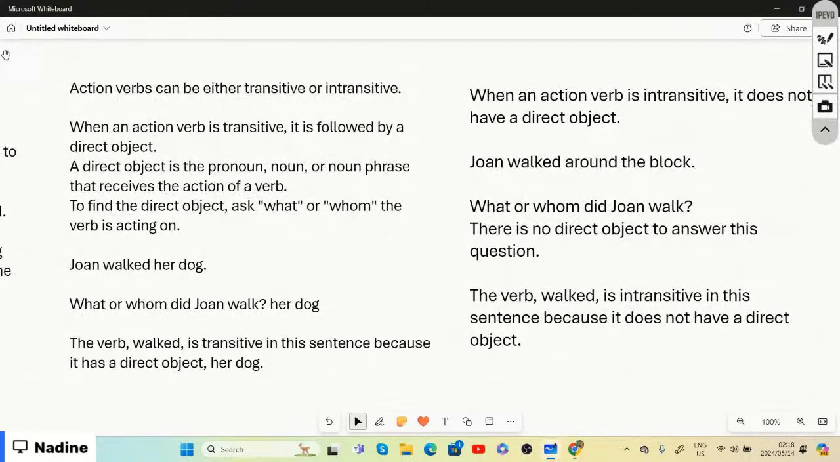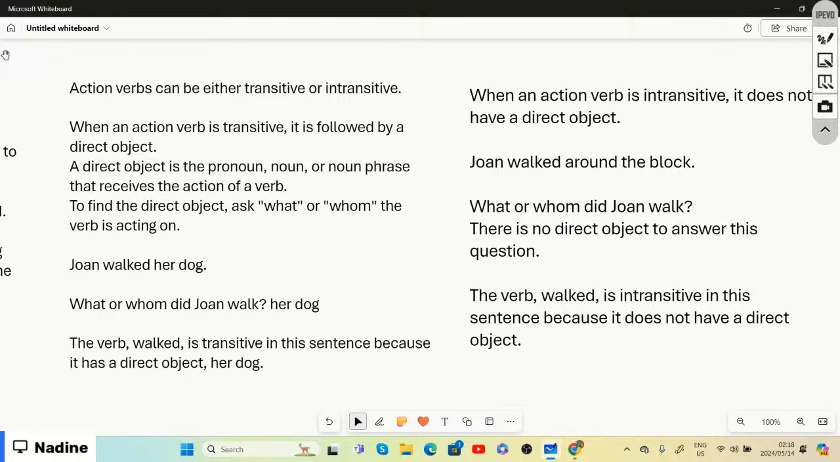So when it comes to transitive and intransitive verbs, that is also to do with verbs. We have transitive verbs and we have intransitive verbs. And action verbs can be either transitive or intransitive. So we are now basically going to find out what is transitive and what is intransitive.